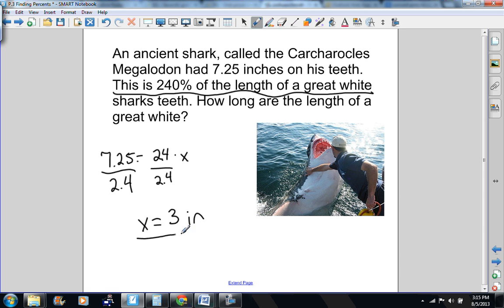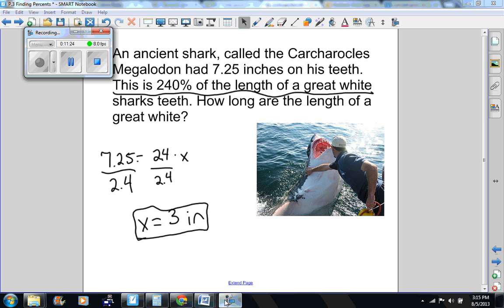Okay, so I want to put this in perspective. This Megalodon was a giant shark from when dinosaurs were around. Its teeth were over twice as long as a great white shark's, which is terrifying, as you can see from the picture. So that's pretty massive, and I'm glad that those things aren't around anymore.